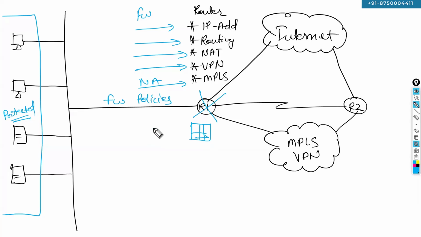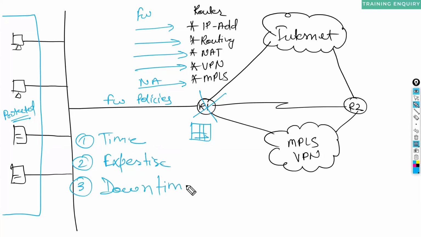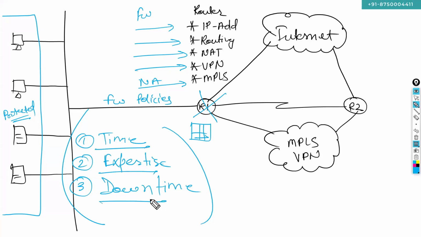Now, we are saying the network is protected, but to do so we need firewall expertise. To replace a router with a firewall, we need what? First thing, we need time. Second thing, we need expertise. As well as we also need downtime. So it is not an easy job when we are replacing a router with a firewall. There are multiple things we have to think about: time, expertise, and downtime.